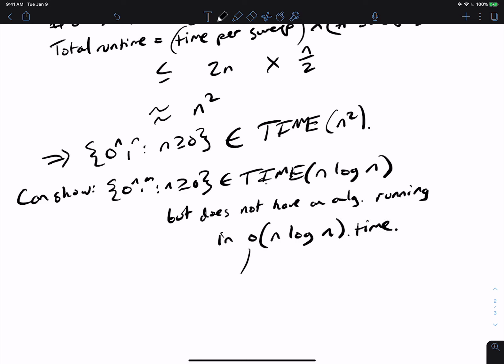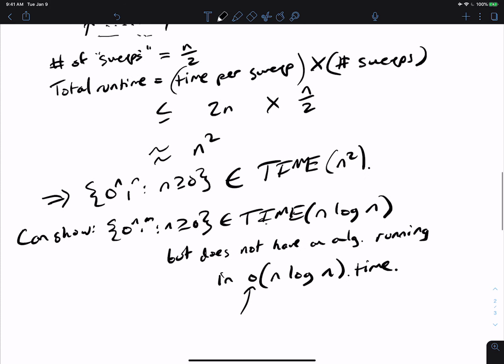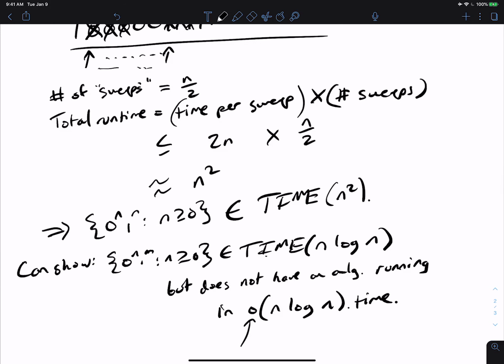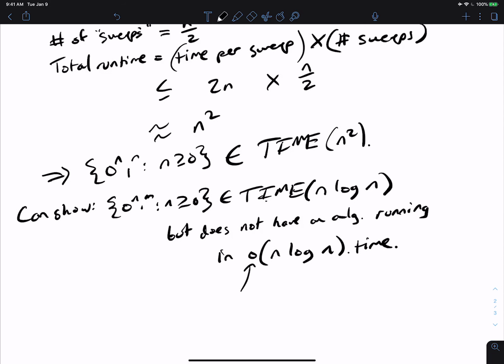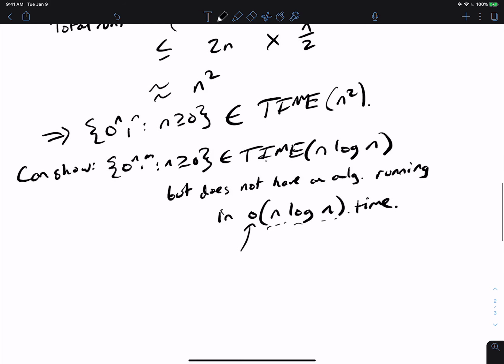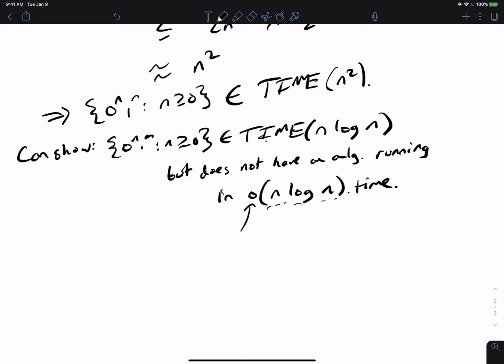And what does this little o mean? For big O, it just means less than or equal to some constant times the function. Here it means that it's strictly less than any constant times n log n. So if it's asymptotically smaller than n log n, then it cannot belong in that class. So in some sense, n log n is the best it can do. But that's a lot harder to show, and we won't actually get into that.